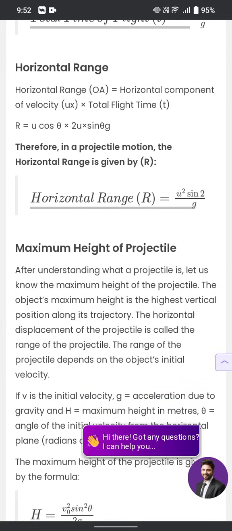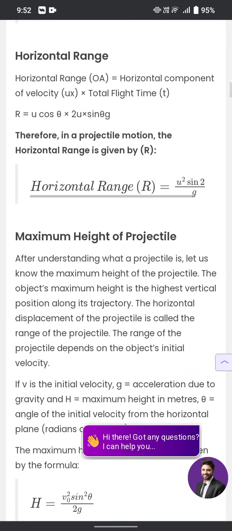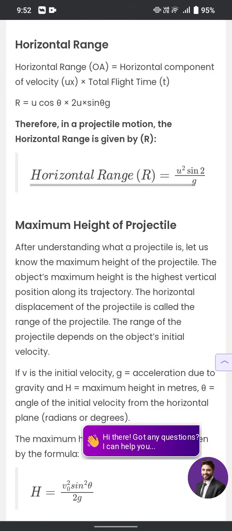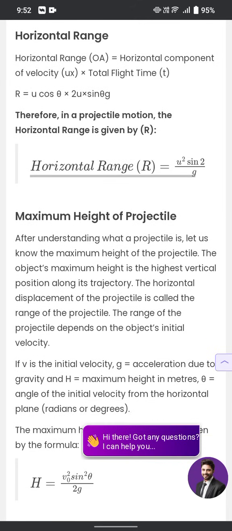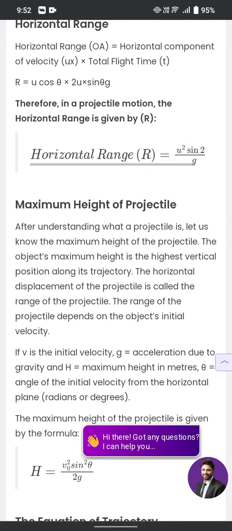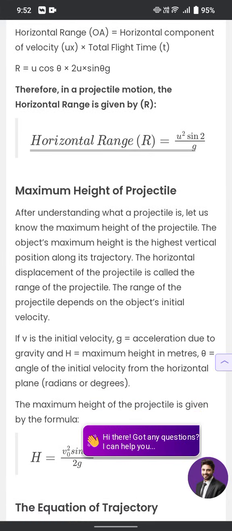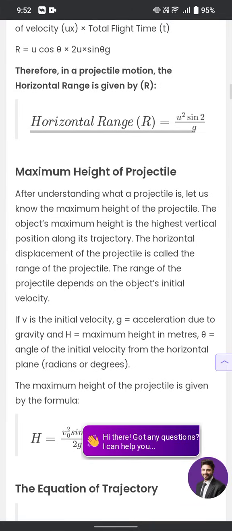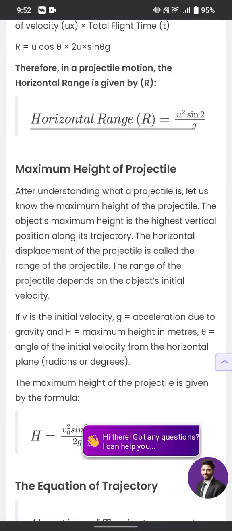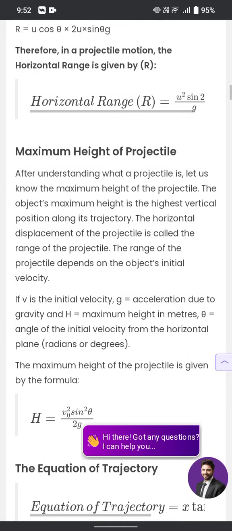Horizontal range. Horizontal range is equal to the horizontal component of velocity times total time of flight. R is equal to u cos theta multiplied by 2 u sine theta over g. Therefore, in projectile motion, the horizontal range is given by R is equal to u squared sine 2 theta over g.